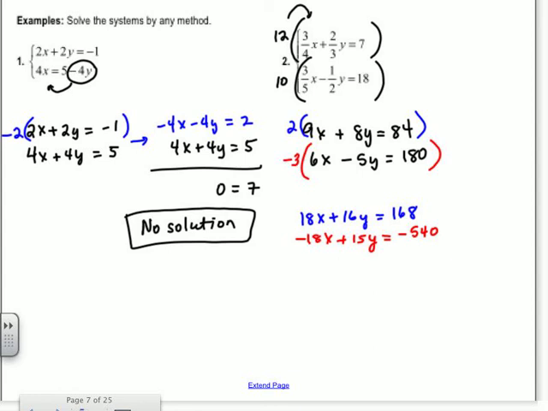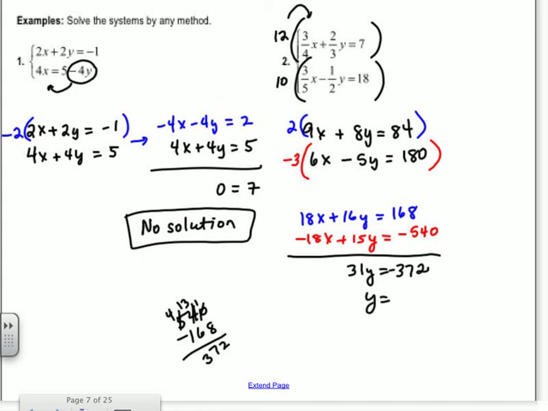Add straight down. 31y equals negative 372. And it's negative, right? All right, and then do negative 372 divided by 31. 12. So negative 12. All right, so y is negative 12.